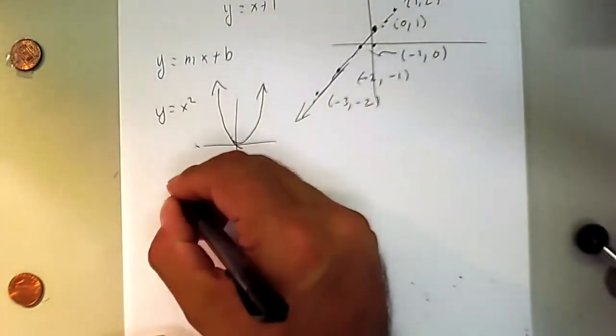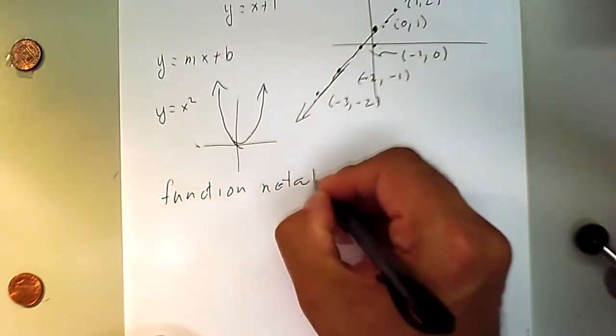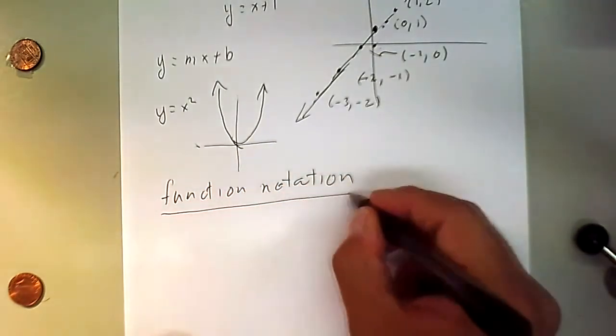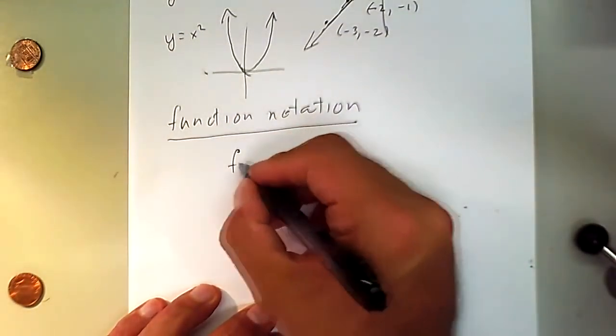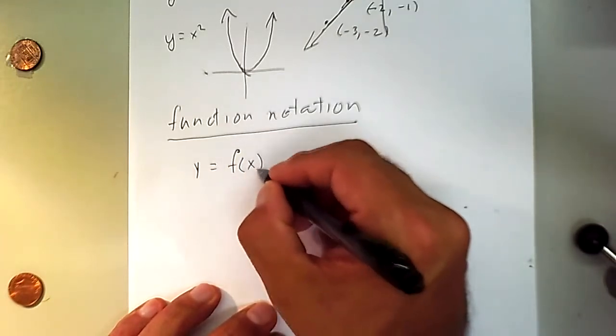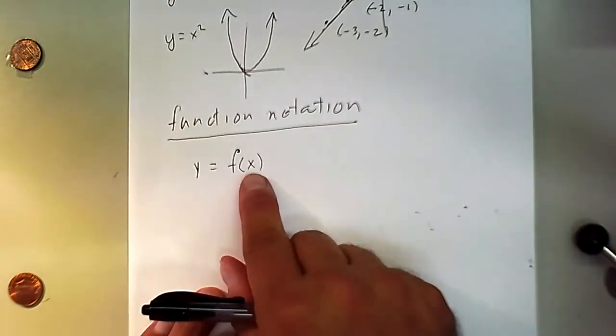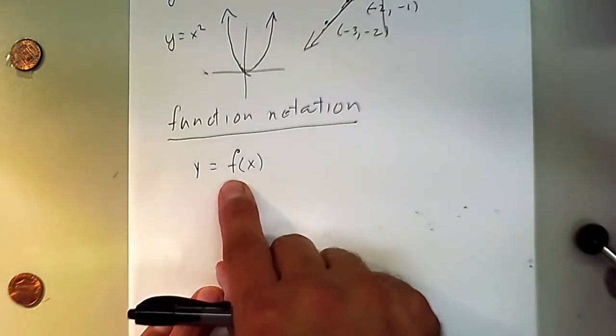This is what I'm trying to say. So we have the function notation, which states what the output is. So y is the output, but instead of writing the output, we're achieving two things. We're putting the input, and we're also naming the function at the same time.